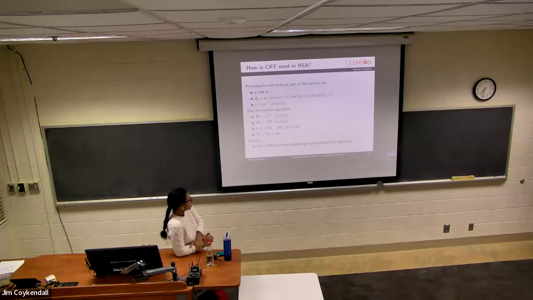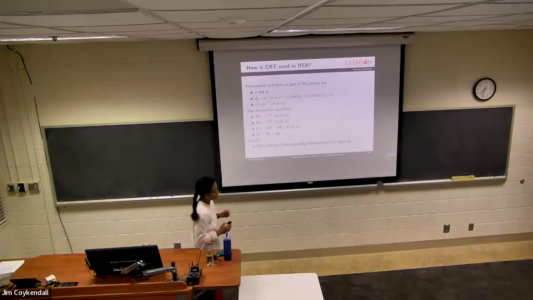First, you take M1, which is C to the power of DP modulo P, easier. M2 is C to the power of DQ modulo Q, I'm sorry about that. And then you need to do H, which is equal to this V right here times M1 minus M2 modulo P, and then at the end, you just do M equals M2 plus HQ. The benefit of using the Chinese Remainder Theorem this way is that it is even more efficient than computing exponentiation by squaring. So that's the benefit that we get.